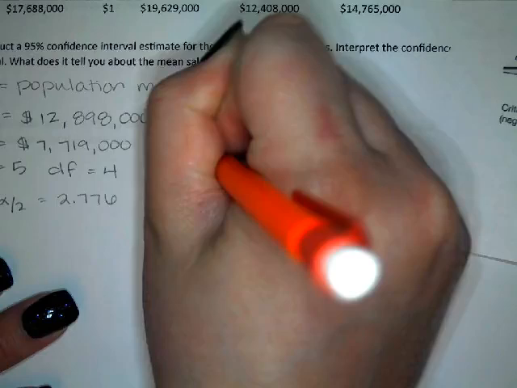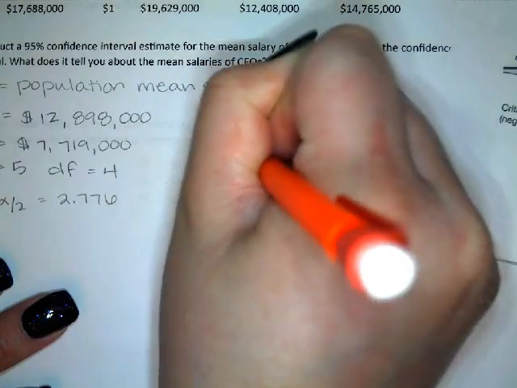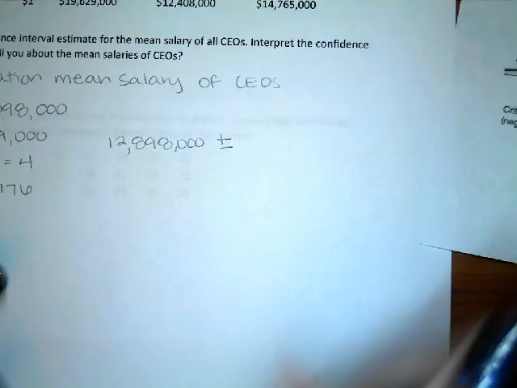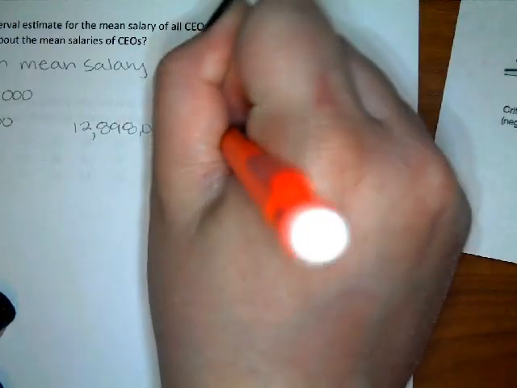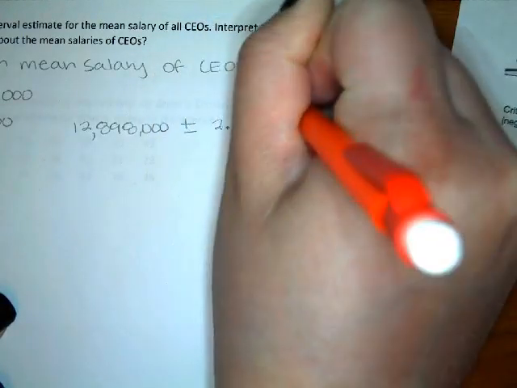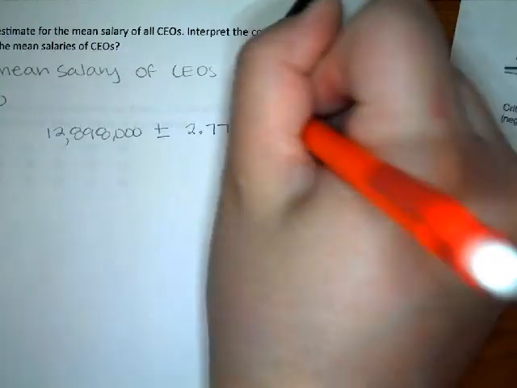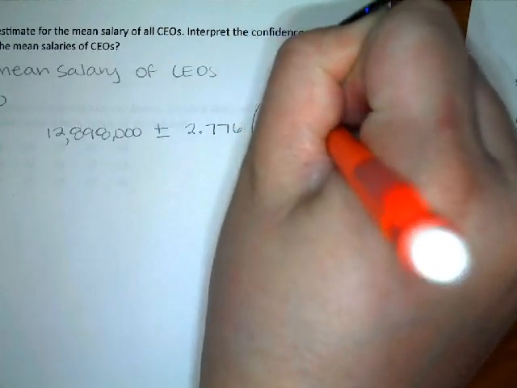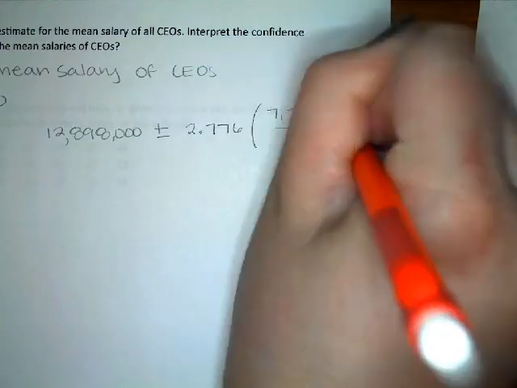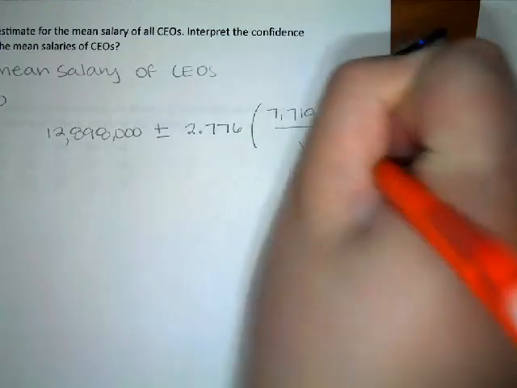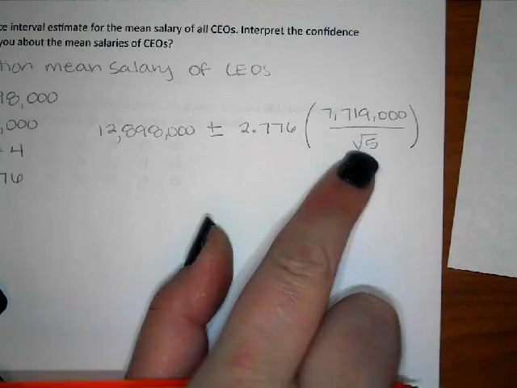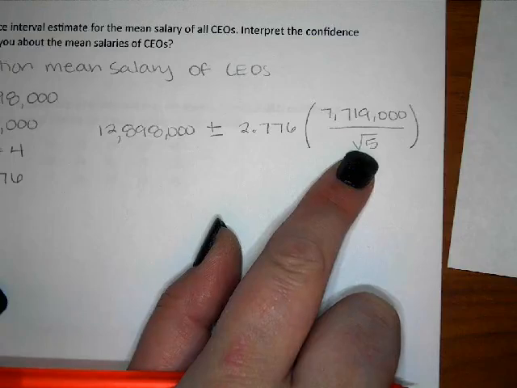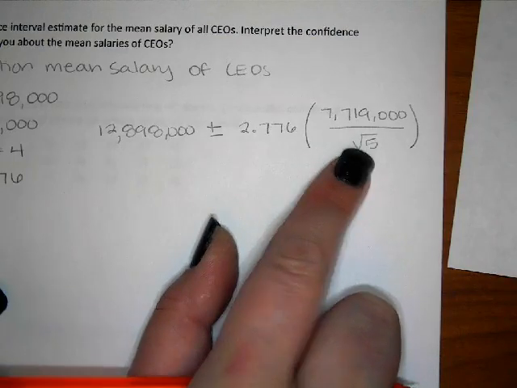Okay, so I'm going to start with my x bar, 12,898,000, and I'm going to be adding and subtracting to get my upper bound and my lower bound. I've got my critical value, 2.776, times my standard deviation, 7,719,000, divided by the square root of my sample size. So we use the degrees of freedom, 4, to find the critical value, but we use the sample size, n is 5, when we plug it into this formula. So just be careful because we are using both of those values.